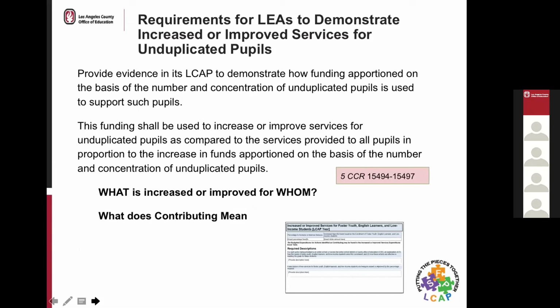Title V regulations are the basis for the requirement for LEAs to adhere to the expenditure regulations for the use of supplemental and concentration grants. 5 CCR 15496 provides the requirement for LEAs to demonstrate increased or improved services for unduplicated pupils in proportion to the additional funding the LEA receives for these students in the LCAP year. Per these regulations and the related instructions included in the new LCAP template, LEAs are required to provide evidence in the LCAP to demonstrate how this funding, apportioned on the basis of the number and concentration of unduplicated pupils, is being used to support these pupils in the LCAP year. Next slide, please.